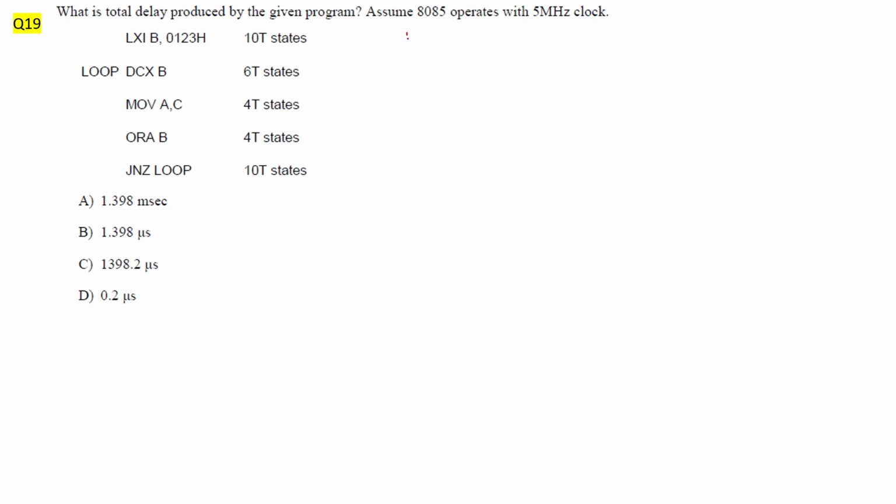So I have this instruction LXI B. This loads the register pair BC with 0123 hex. So this is simply 16 squared, that is 256, plus 16 into 2, that is 32, plus 3. So 291. So this is 291 in decimal.